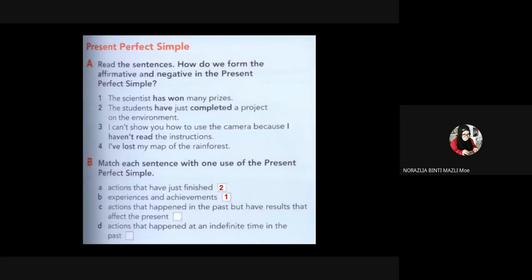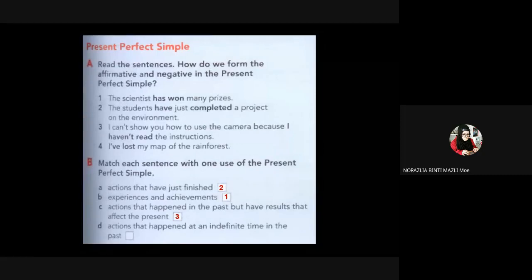Sebab bila kita cakap pasal because, maksudnya dia cause and effect, ke tak? So actions that happen in the past ni apa? Saya tak baca instruction. So apa result dia? Saya tak boleh tunjuk ke awak macam mana nak guna kamera. I can't show you how to use the camera. Okay, very good. So number 3 is the answer. Apa action dia? I haven't read the instructions. Apa result dia? I can't show you how to use the camera.